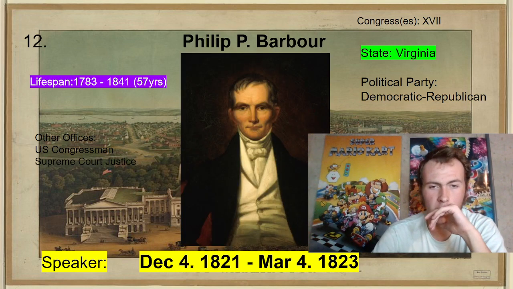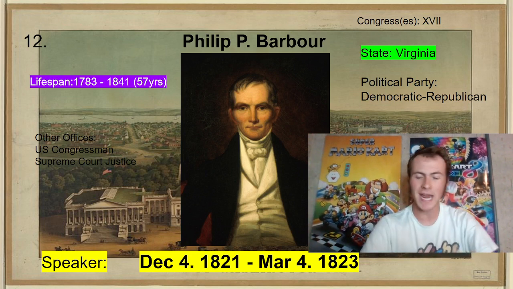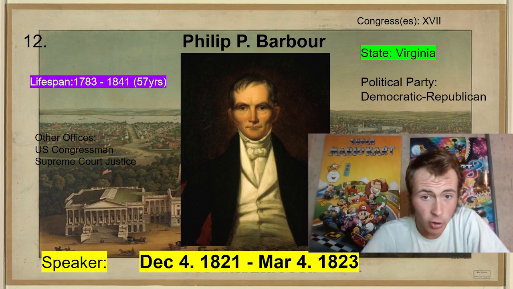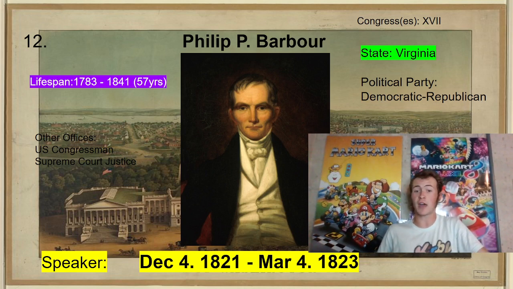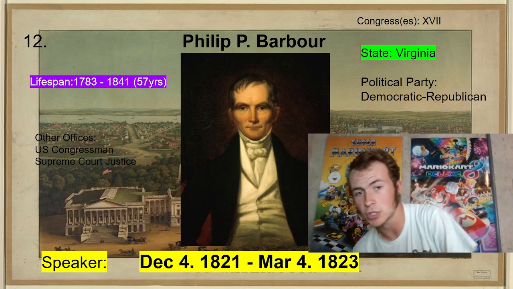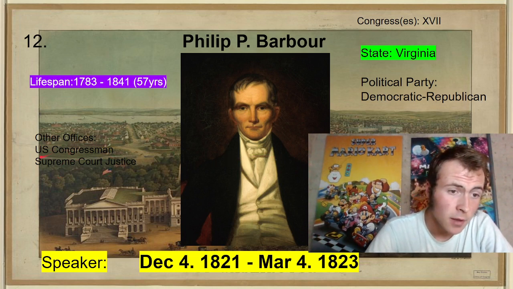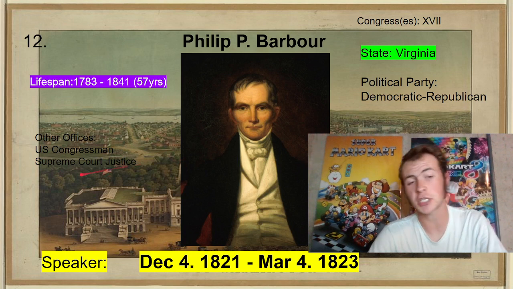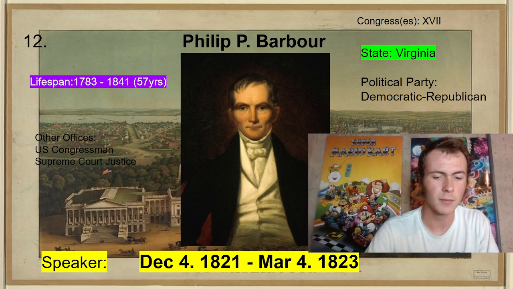Now, Philip Barbour was the 12th Speaker of the House, presiding over the 17th Congress from 1821 to 1823. He was also Democratic Republican. There was a huge push for Democratic Republicans over the Federalists around this time. The U.S. government and politics within the United States was completely demolished by Democratic Republicans. They were all over the place. That's pretty much who controlled everything. He was a U.S. Congressman. He was actually a Supreme Court Justice, I believe the only Speaker of the House to serve on the Supreme Court as well. So pretty interesting there.